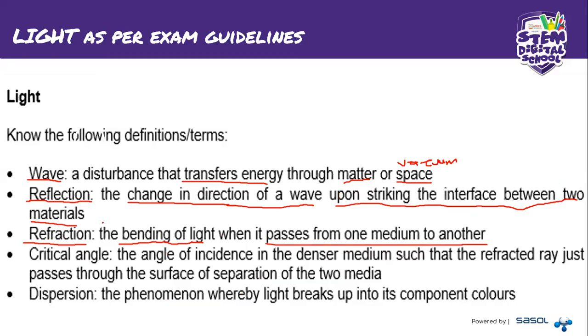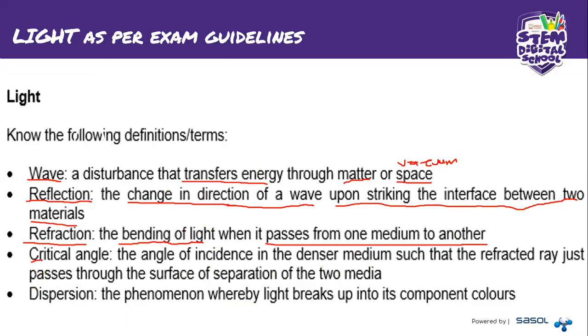So know this, if you look at the definition of reflection as well as refraction, you should be able to see that we basically explain what that reflection and refraction is, and when does it happen, or what causes it to happen. So the full definition must have that, because I have seen a couple of times when we mark you, a learner would just say it is the change in direction of a wave. You can't just say that. It is the change in direction of a wave upon striking the interface between two materials, and then it is the bending of light when it passes from one medium to another.